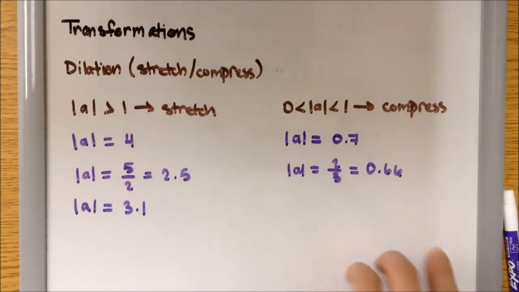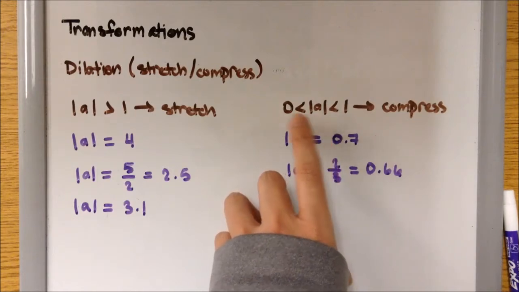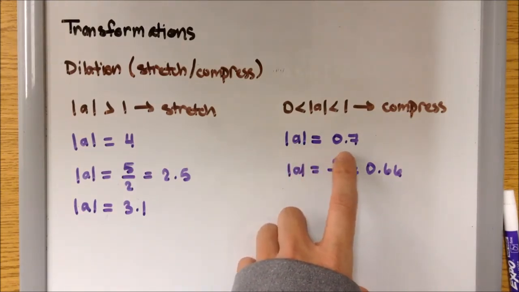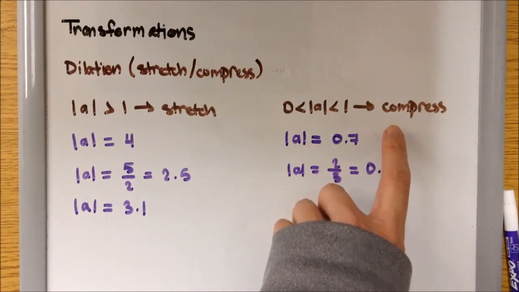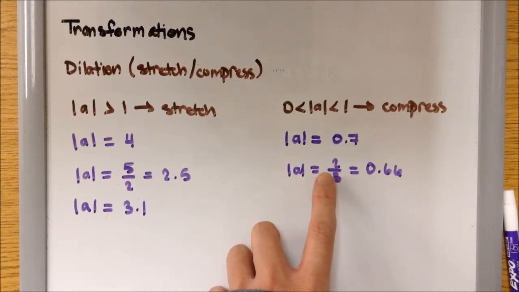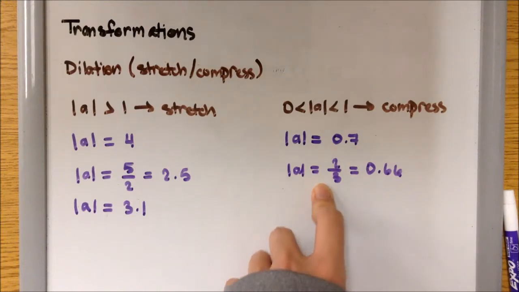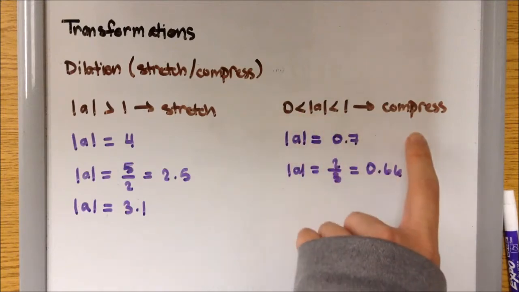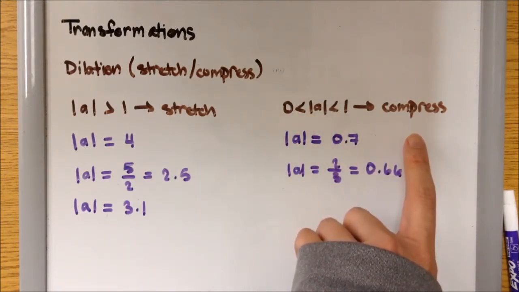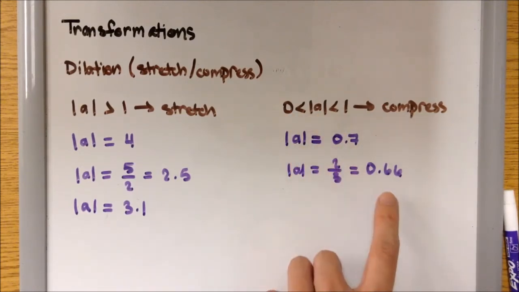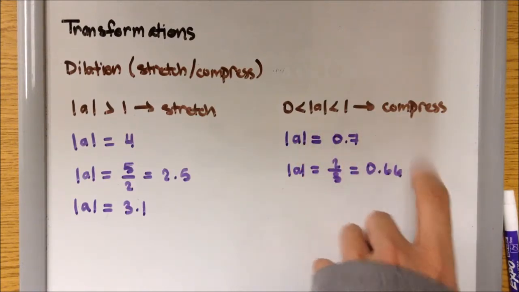Now vertical compress is if the absolute value of a is between 0 and 1. So for example, if you're given a decimal from the beginning, such as the absolute value of a is 0.7, it's going to be a vertical compress. If you were given a fraction, such as the absolute value is equal to 2 over 3, or 2/3, which is equivalent to 0.66, then it's between 0 and 1, it will also be a vertical compress. So again, if the absolute value of a is between 0 and 1, regardless if it's a decimal or a fraction, then it's going to be a vertical compress.